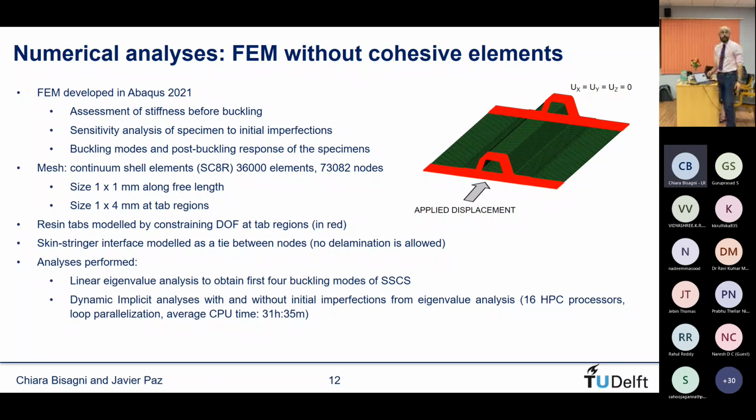The skin stringer interface is modeled just as a type. So we are not studying the lamination, and we perform 2 sets of analysis with this. We do a linear eigenvalue analysis to get the first 4 buckling modes of the structure. And then we also do a dynamic implicit in compression with a static application to understand the response with and without initial imperfections from the eigenvalue analysis, to understand how it behaves.